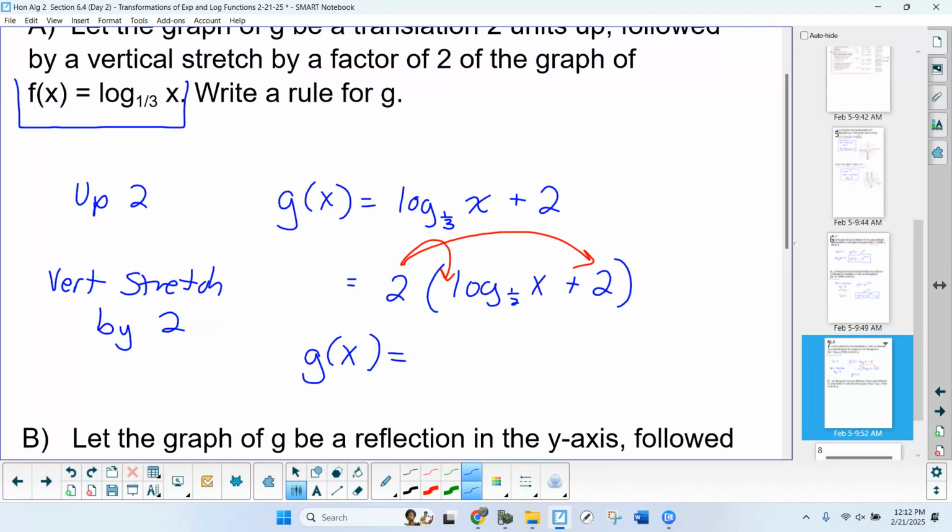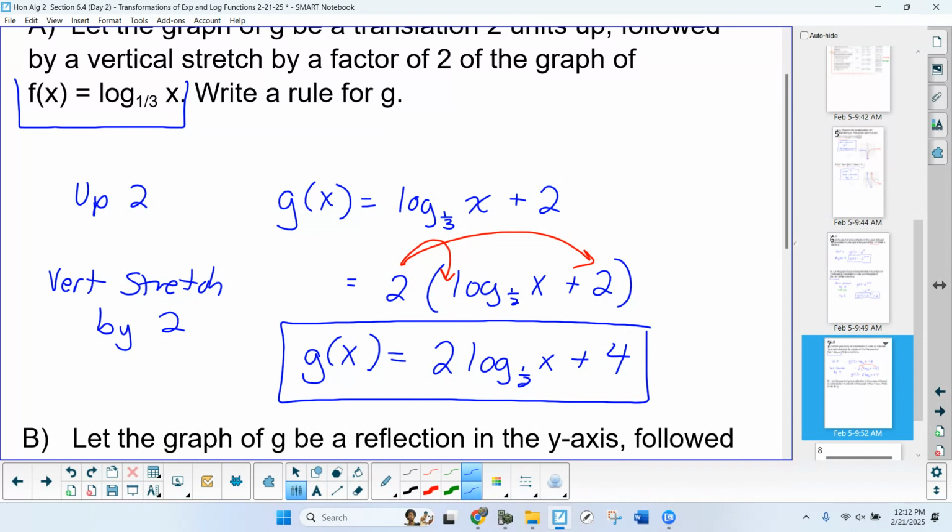And when you do, what do you guys get? We would have 2 log base 1/3 of x plus what? 4. Good. I don't think that was too hard. Oh, it is 1/3. Okay. Are you guys good on that? All right, last one.